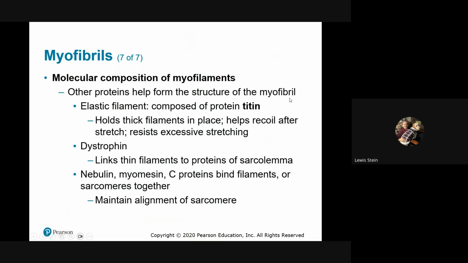Other proteins help. Okay, we talked about titin. That's the one that looks kind of like a coil or a spring. That's all about the elasticity that's there. It holds the thick filaments in place, helps the recoil, the stretching. They named this for the disease.